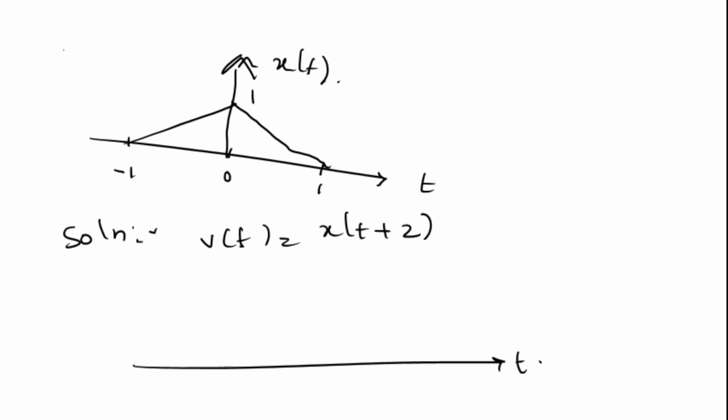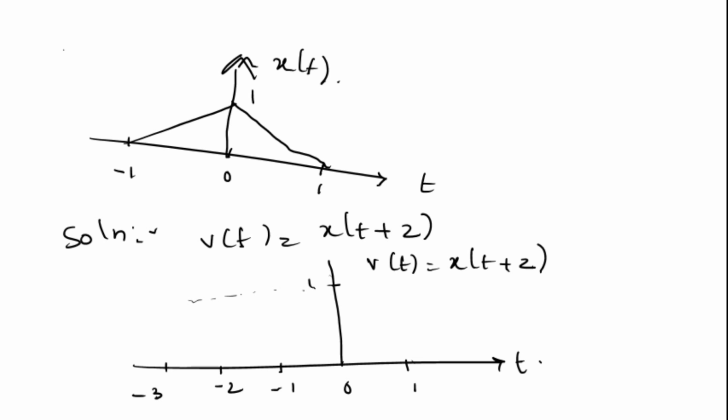This is t, 0. That means we have to shift the given signal by 2 units in the left hand side. X of t plus 2. This is 1. This is positive 1. This is negative 1. Negative 2. Negative 3. So it is like this.